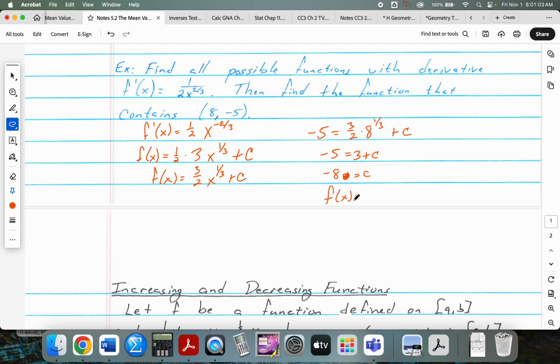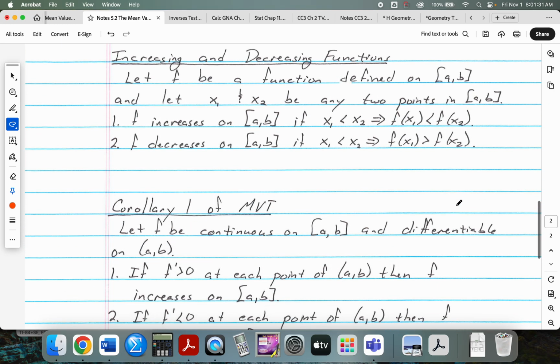So f of x is 3/2 x to the 1/3 minus 8. That's an important idea. Like I said, we're just going to touch on it right now, but we're going to spend a lot of time figuring out how to find antiderivatives of things. All right, on the back, here's some other really big ideas.